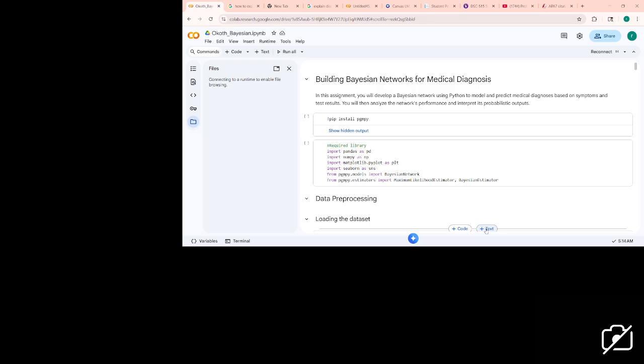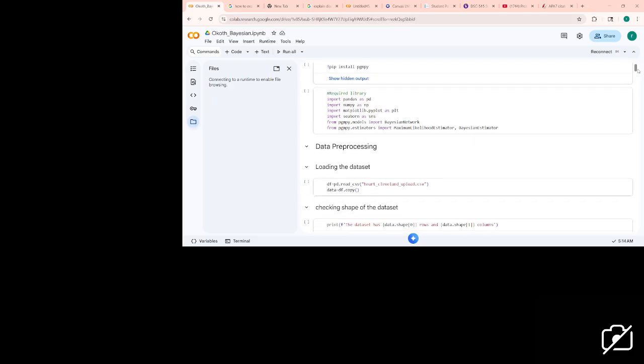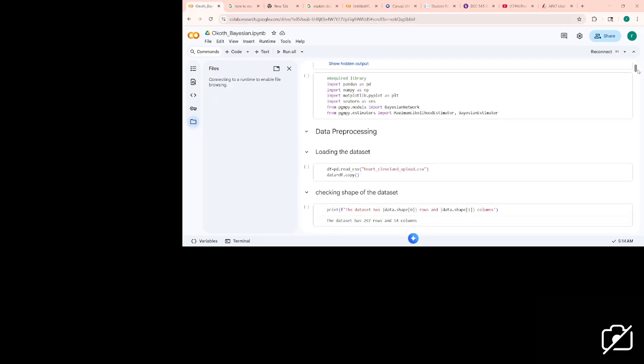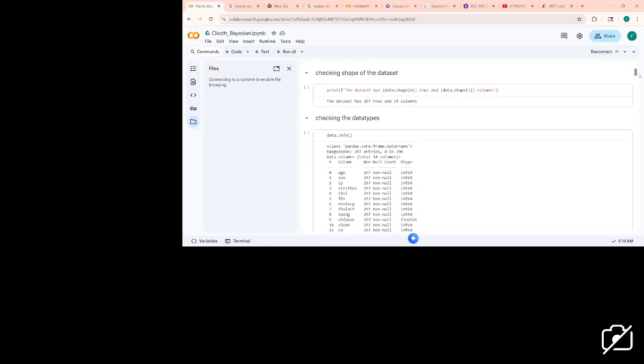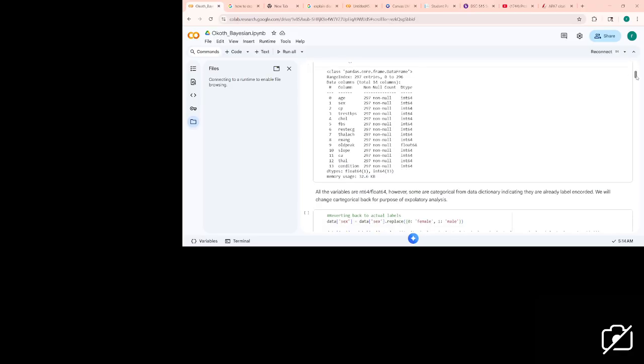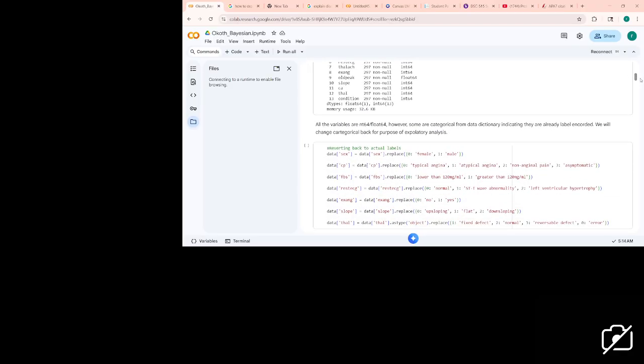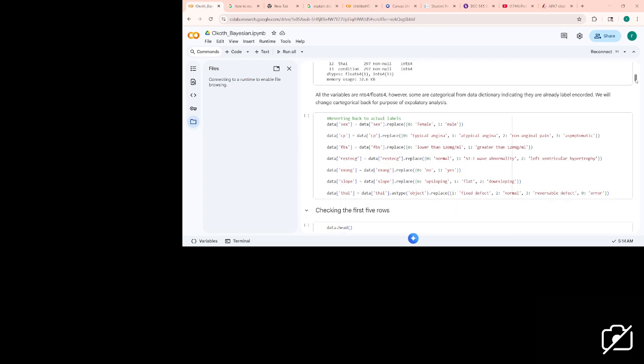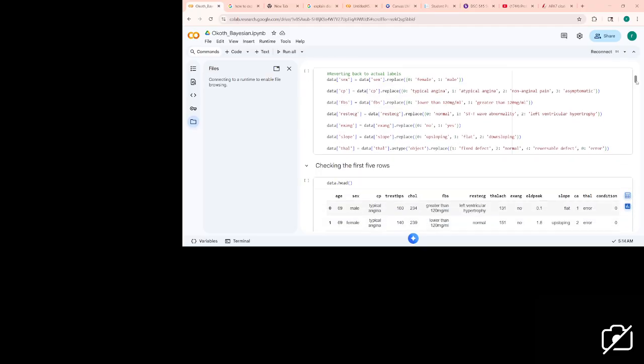and we were using PGMPY to build the model. I used the Cleveland heart disease data to build a model. And actually we loaded the data, did some sanity checks, worked on the variables and labels, at least to make them understandable.